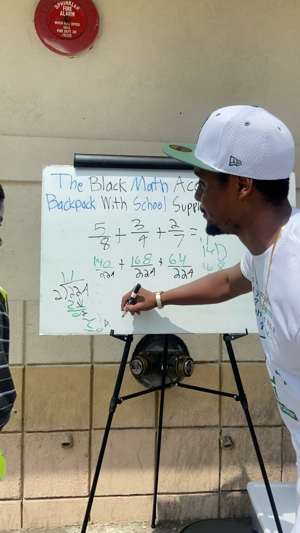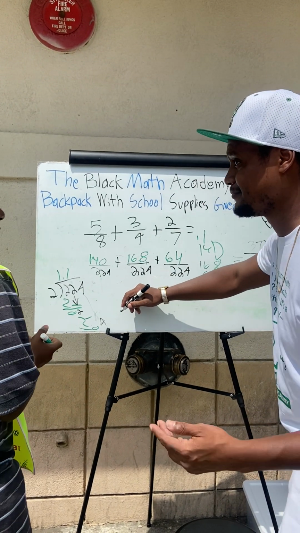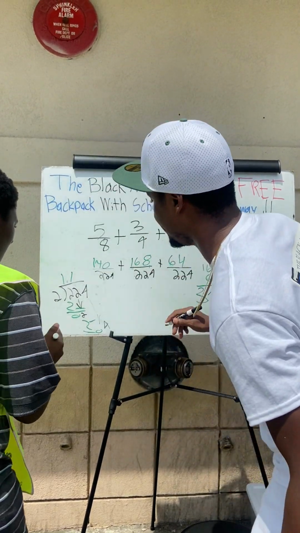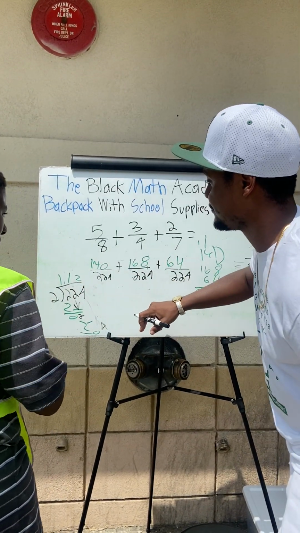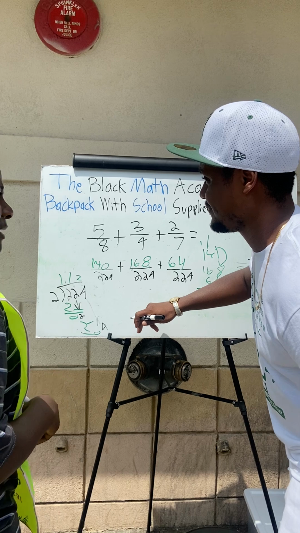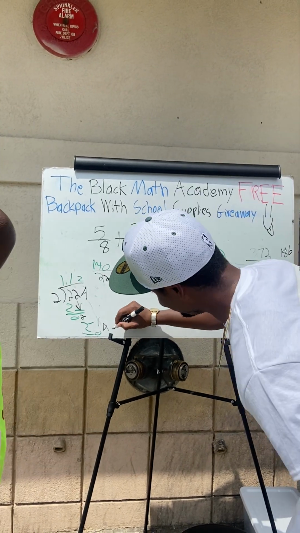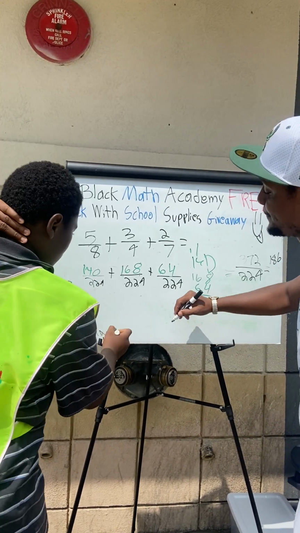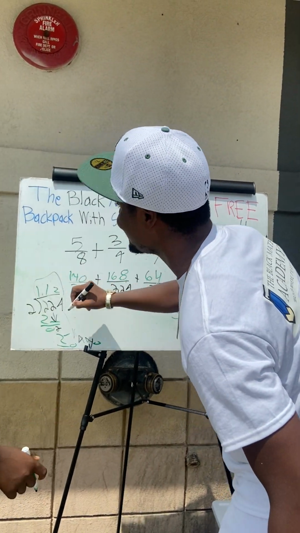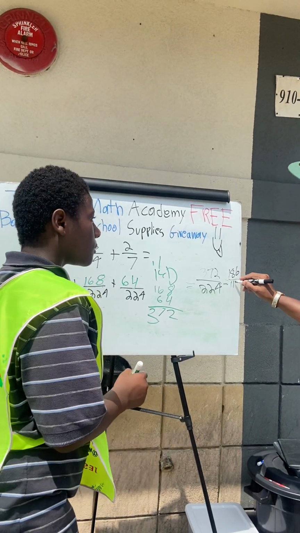How many times is 2 going into 4? 2 times. 2 up top. 2 times 2 is 4. Subtract them. 4 minus 4. There's your answer: 112. But we're not done.